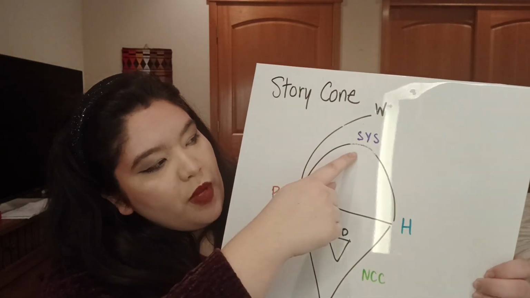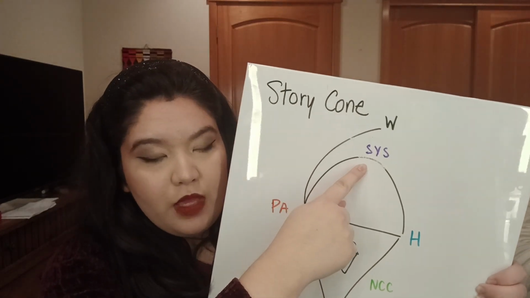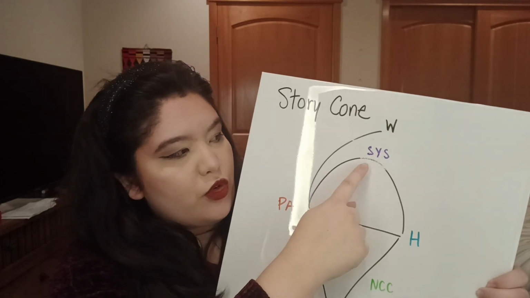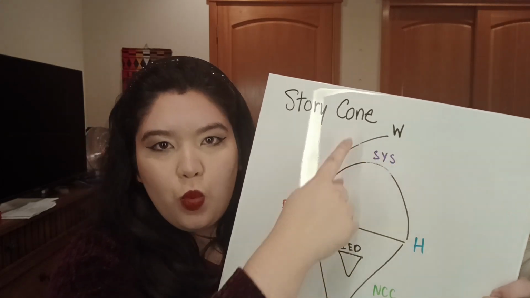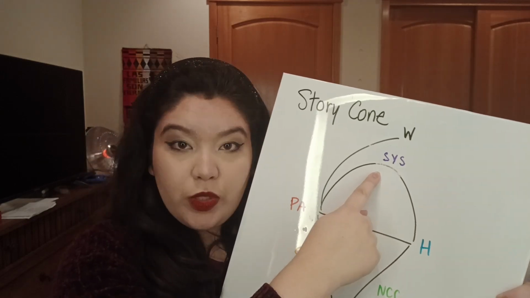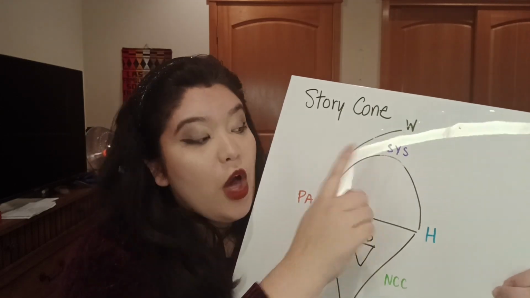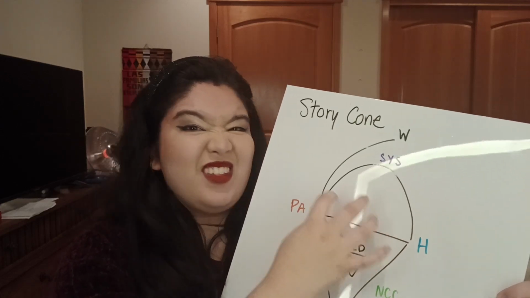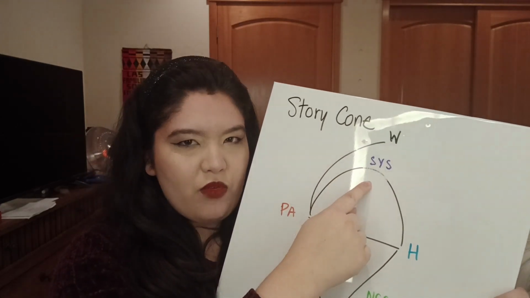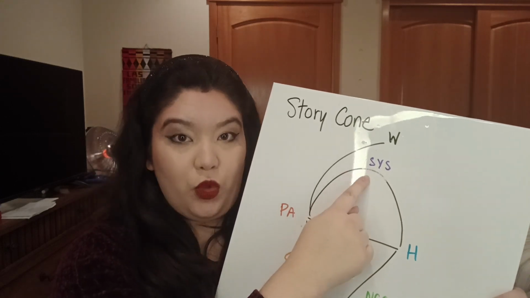Now we're going to jump up to the top of our diagram. This is SYS, short for system character. This is the character who holds a lot of power in the world that the story is about. So in Harry Potter, this would essentially be Voldemort. Other systems can exist like the Wizarding World, like the staff at Hogwarts, because they hold power, but the main power figure in Harry Potter is Voldemort.